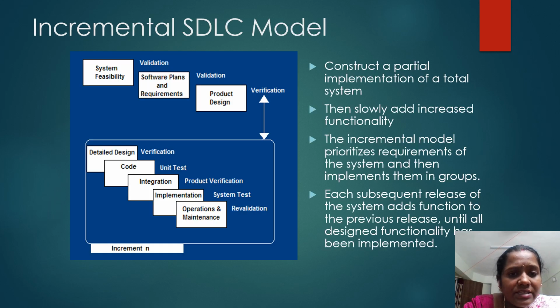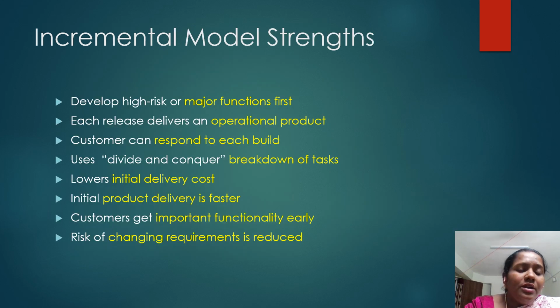The system must be modularized. The incremental SDLC model is used to construct a partial implementation of the total system, which slowly adds increased functionality. The incremental model prioritizes the requirements of the system and then implements them in groups. Each subsequent release of the system adds functions to the previous release until all designed functionality has been implemented. Develop high-risk or major functions first. Each release delivers an operational product.